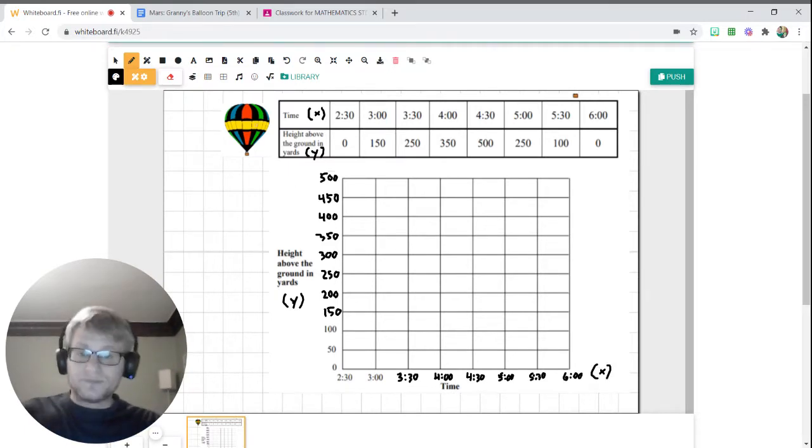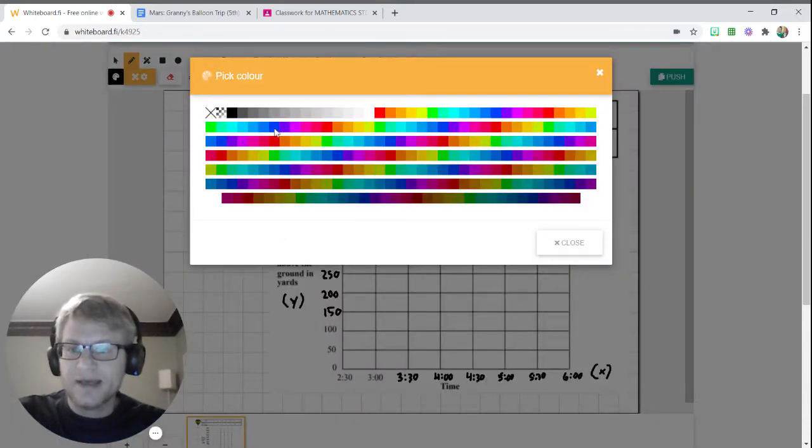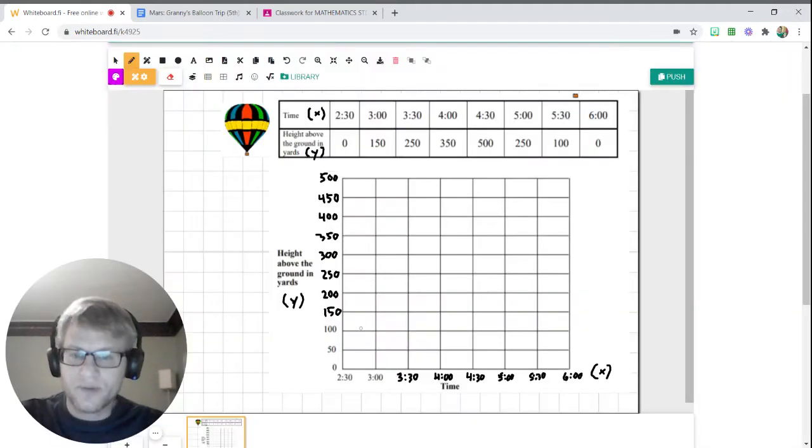Okay, so now what we need to do is graph our point. So let's say, we'll do these in color. Let's do purple. The first point we're going to graph is this one right here, right? 230 and 0. So what we're going to do is we're going to take that point, and say, how do I graph that? Well, that's pretty easy. At 230, they didn't go anywhere. They were still right on the ground, right? But now let's look at the next one.